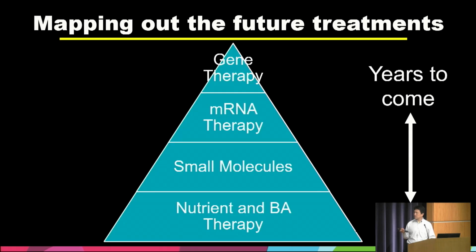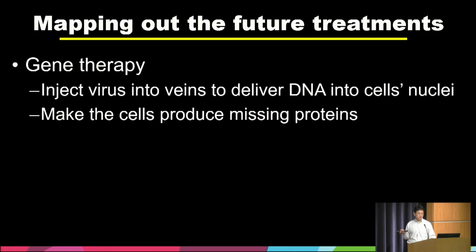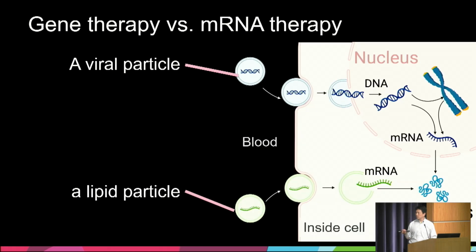Okay, so talking about gene therapy. Dr. Grumpy talked about gene therapy, so I'm just using a very, very brief version and trying to be simple. Basically, gene therapy injects a virus into veins to deliver DNA into cell nuclei and make the cell produce missing proteins. So that's the goal.